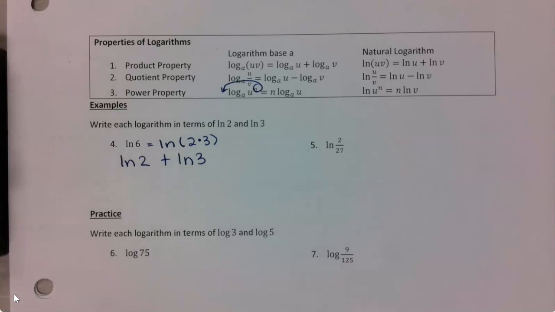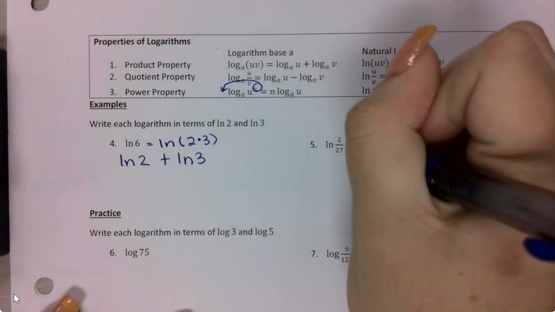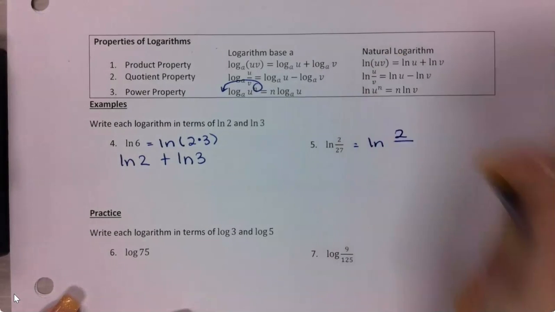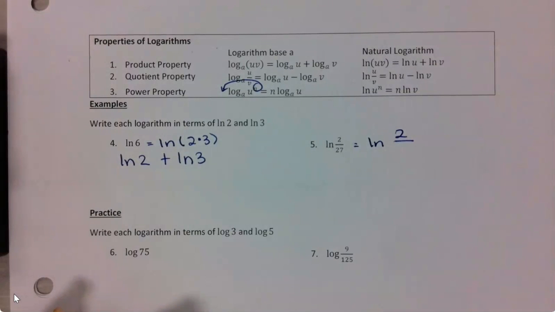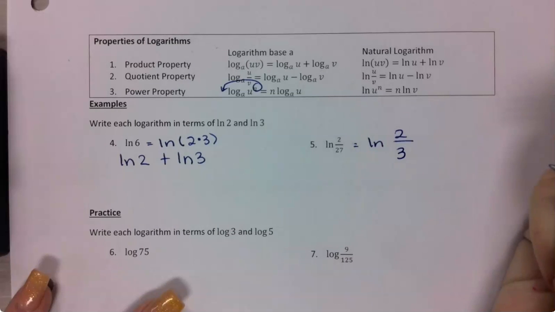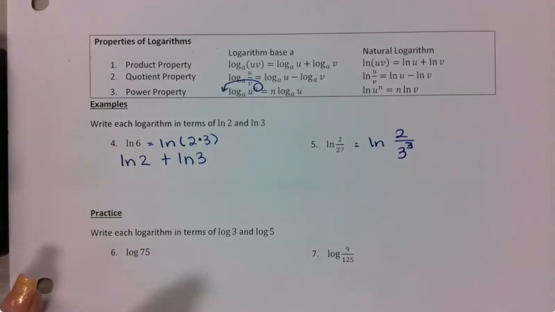Okay, so then for number 5, I want to rewrite this in terms of 2 and 3. The numerator is already in terms of 2. How can I rewrite 27 in terms of 2 or 3? 3 cubed. 3 times 3 times 3 is 27.